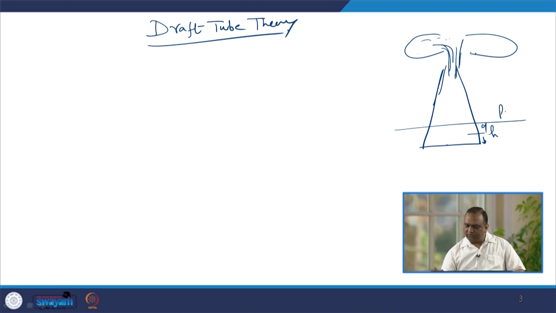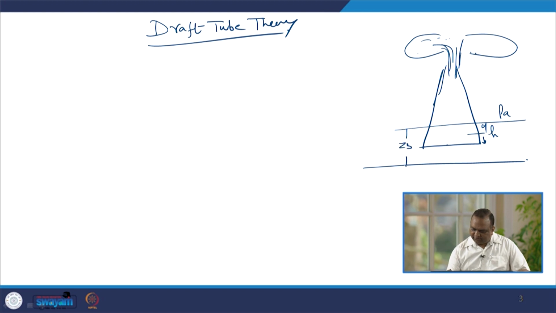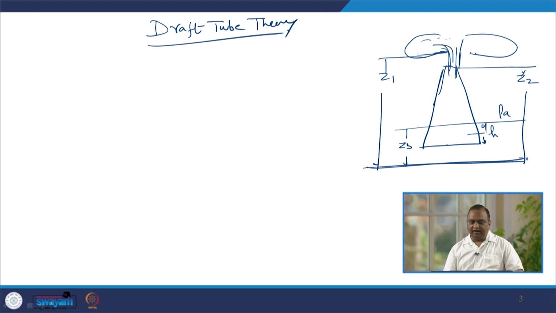Here the pressure is atmospheric pressure, and this height h is Z3, let us say this is Z3, this is the datum, reference value. The exit of the turbine is Z2 and the inlet of the turbine is Z1. Now, we will do the energy balance, or we will apply Bernoulli's theorem between points 2 and 3.